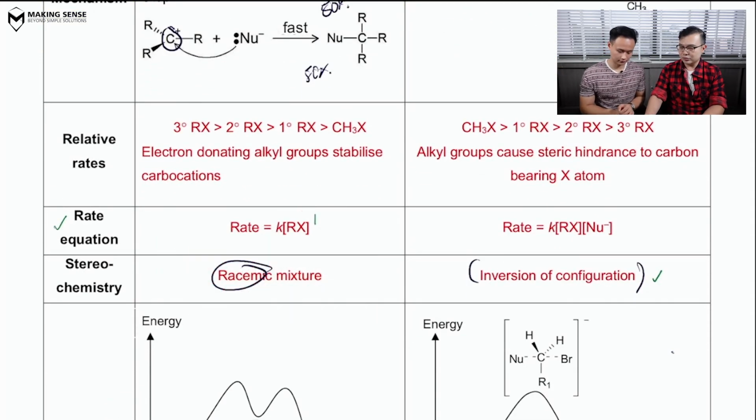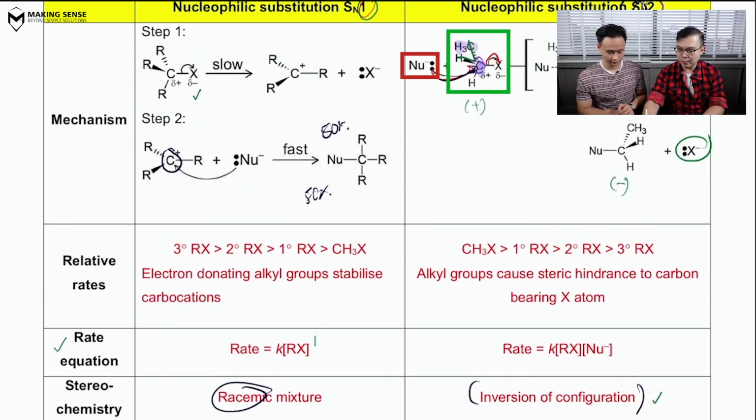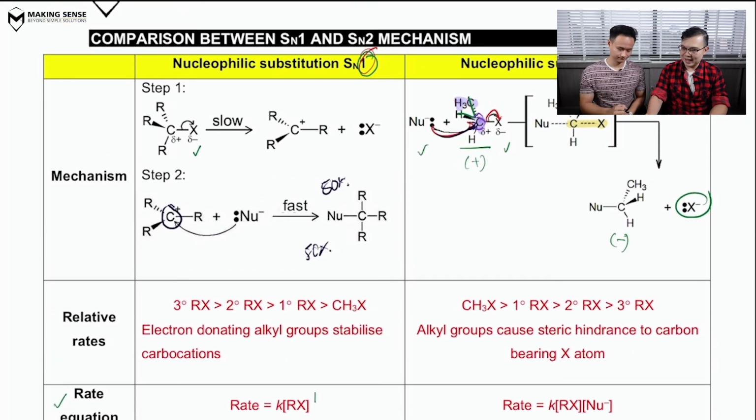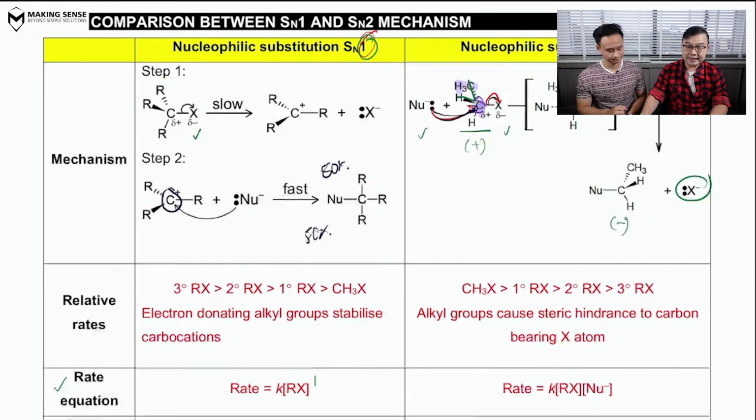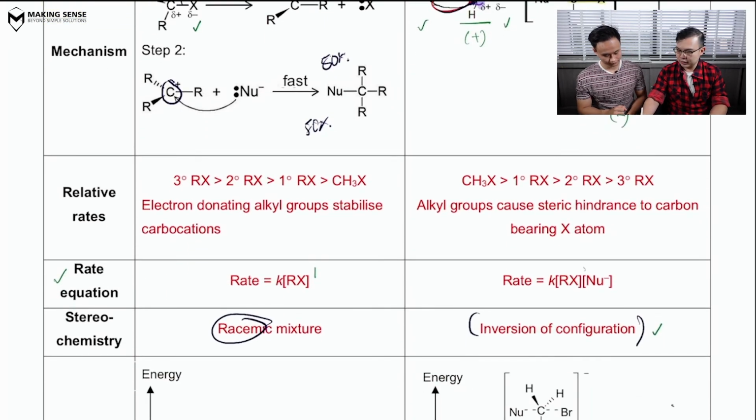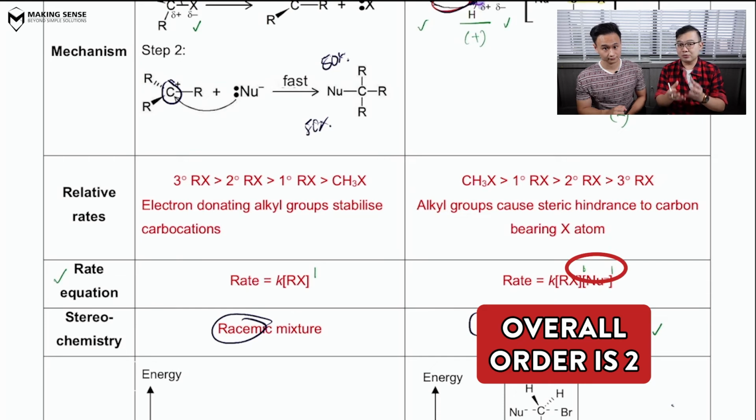Now, how about SN2? There are going to be 2 molecules in the slow step. So what will the overall order be? 2. And that corresponds to the 2 over here. And in terms of the rate equation, the overall order is 2, where the order of each of the reactants is going to be 1.